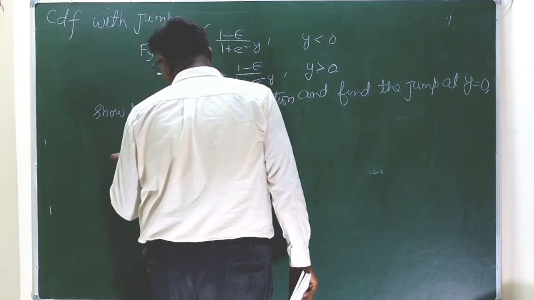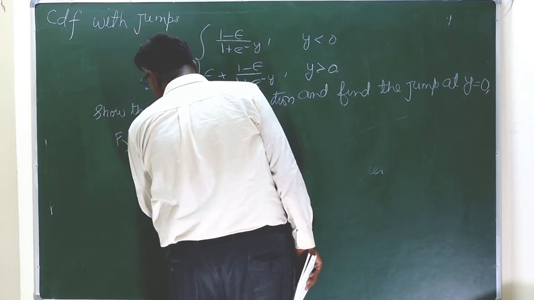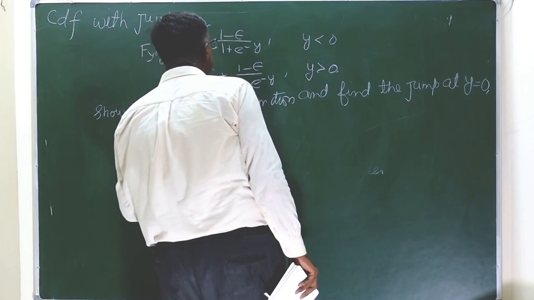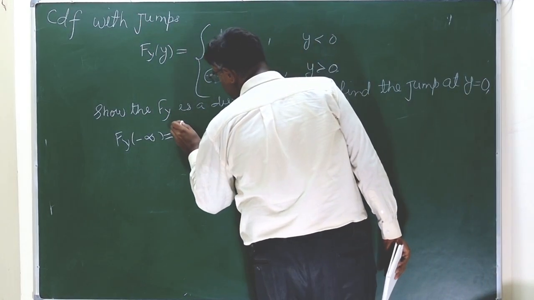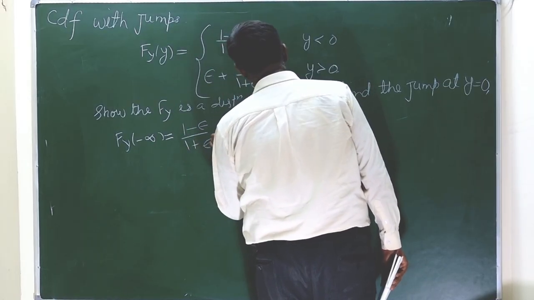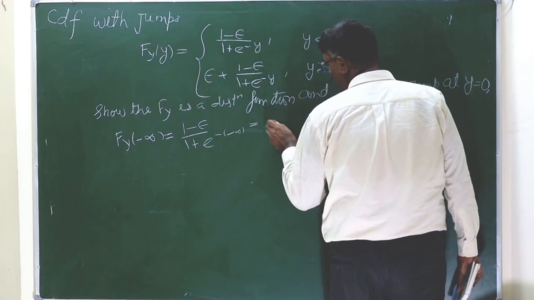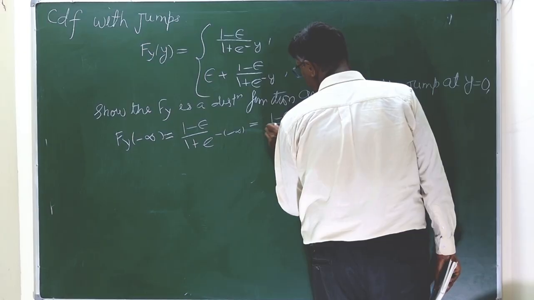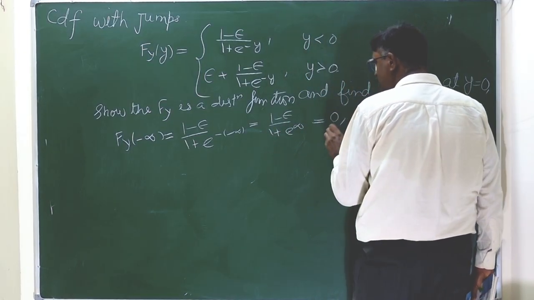So to establish that, the first property is F(y) at minus infinity. So for y less than 0, the distribution function is given as (1 minus epsilon) upon 1 plus e to the power minus of minus infinity. So it is (1 minus epsilon) upon 1 plus e to the power infinity, which is equal to 0.